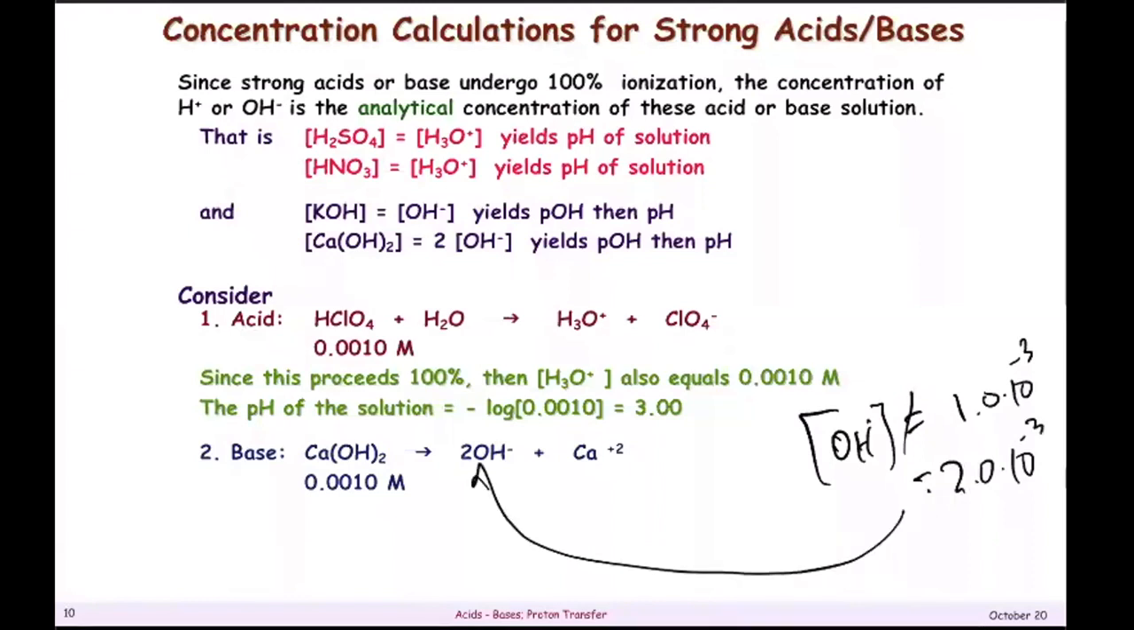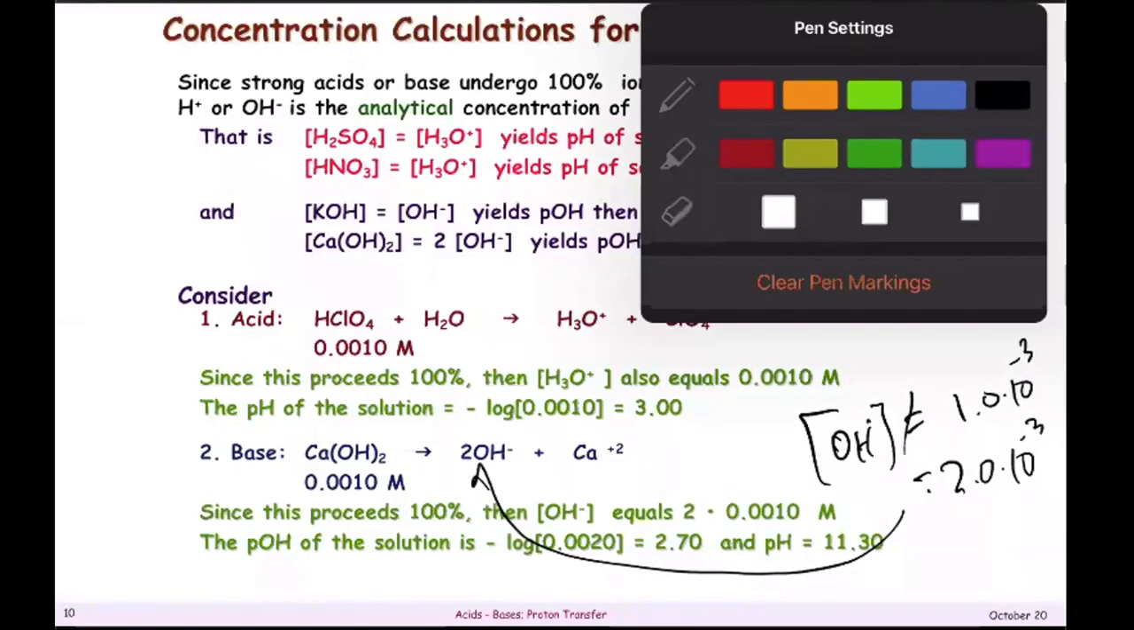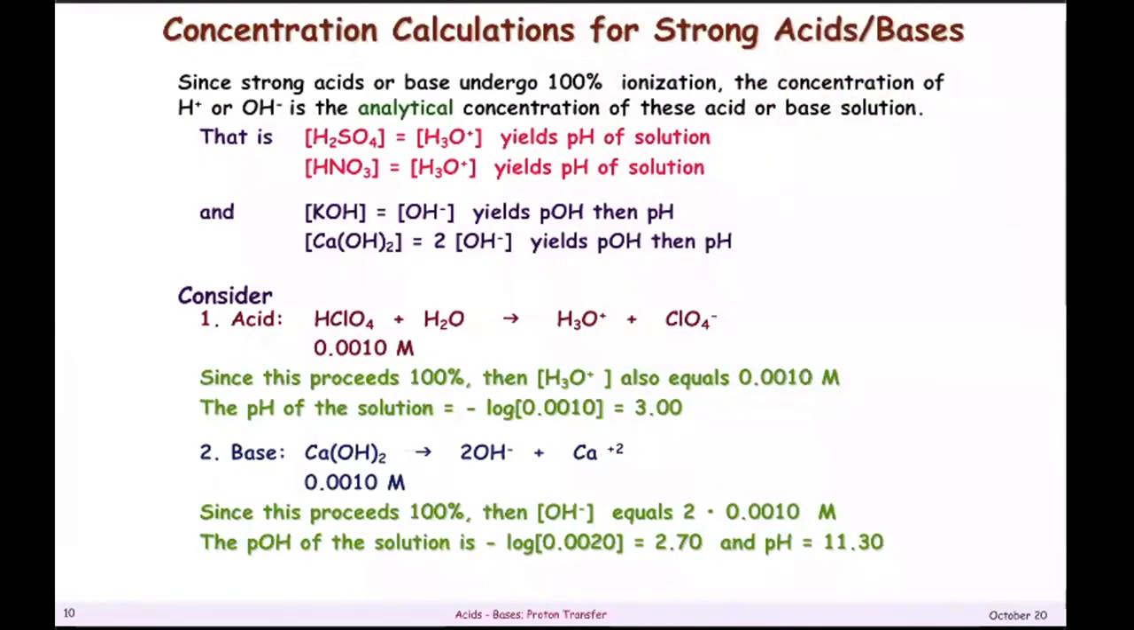And if you take the negative log of that number, that's your pOH. And then just take 14, subtract your pOH, and you get the pH of that solution. And that's what you see right here. There's 2. Always think about the chemistry, because a lot of times you just jump into the calculations without seeing what's going on. In this particular case, you got 2 hydroxides for every 1 calcium hydroxide, okay? That's important. That's really important.